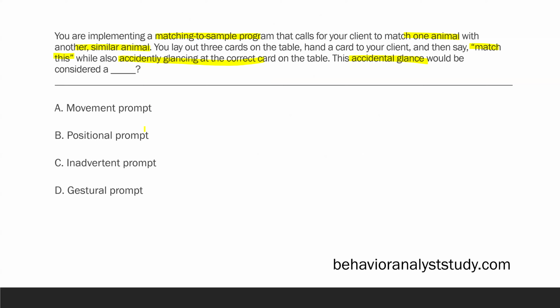Now, be careful here. Because you could maybe make the case that glancing at the correct card is a gesture, but you're not meaning to do that. So, as with a movement prompt, you're not intentionally doing it. When you don't intentionally provide a prompt, but you prompt anyway, we call that an inadvertent prompt. That accidental glance is going to be inadvertent and it's going to be considered an inadvertent prompt. A positional prompt, of course, is if you have, let's say, 3 stimuli in a row and you start moving them around positionally, that's a positional prompt. The accidental glance in this case would be an inadvertent prompt.